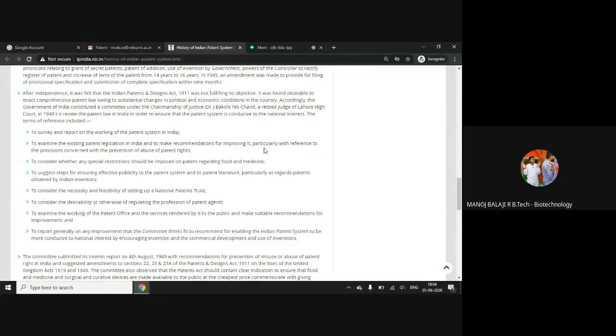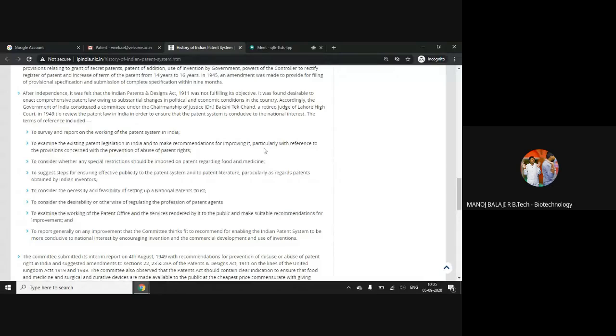The terms of reference included a survey and report on the functioning of the patent system in India, to examine the existing patent law in India and make recommendations for its improvement, especially on the provisions relating to the prevention of abuse or misappropriation of patent rights. And then to consider whether any special restrictions should be imposed on food and drug related patents.